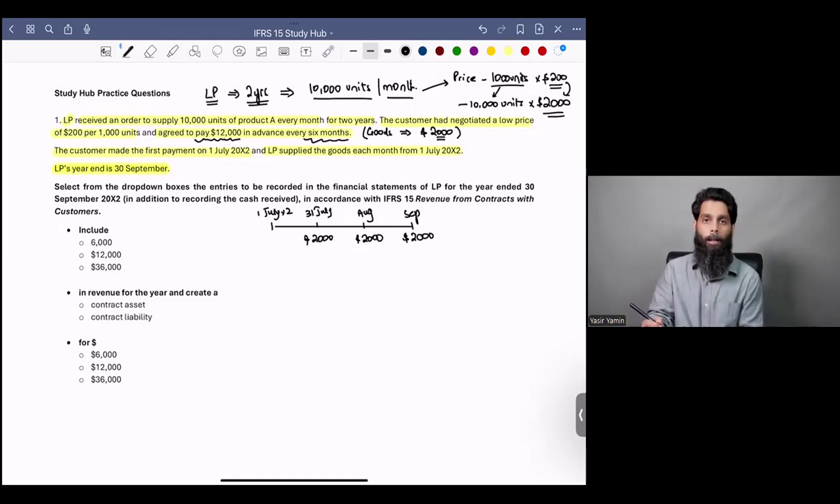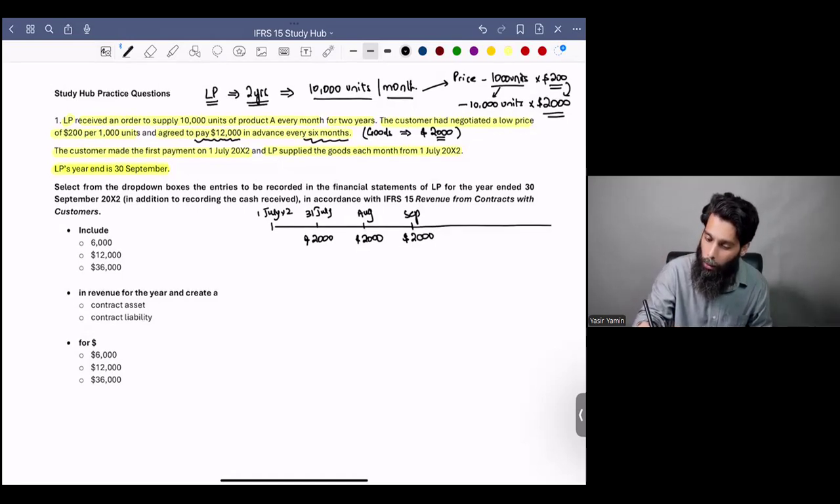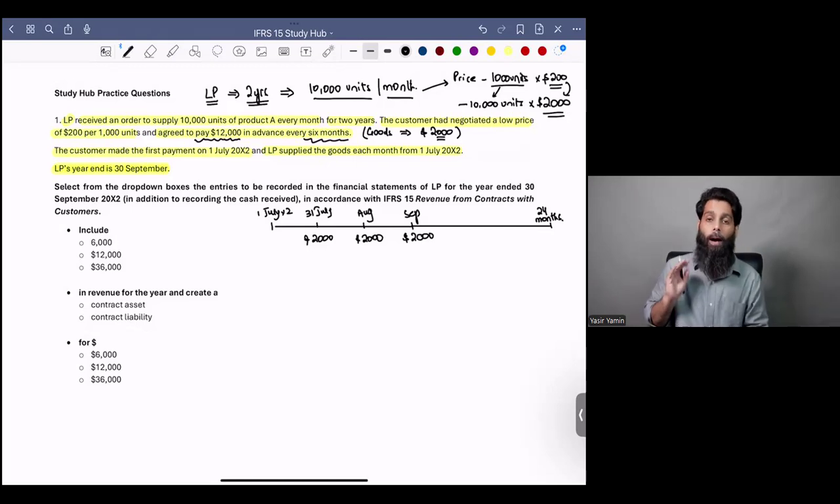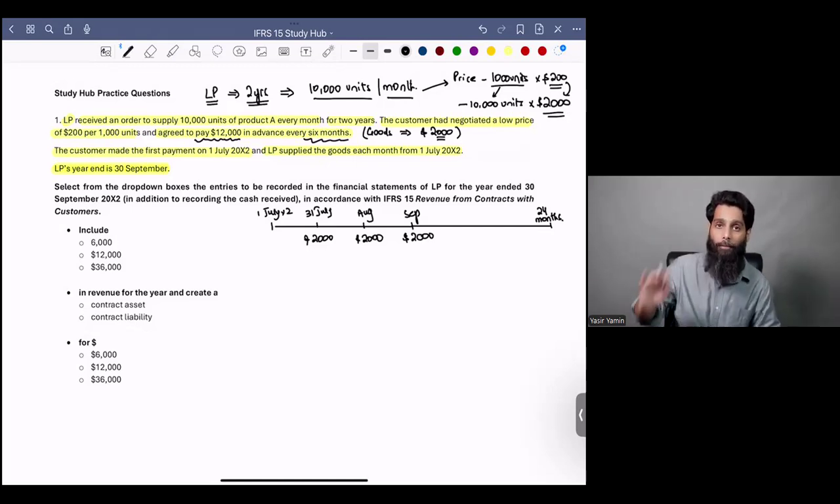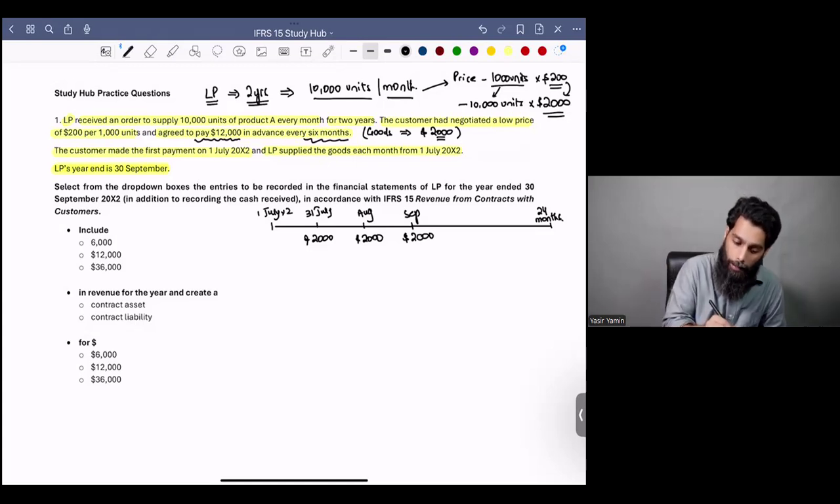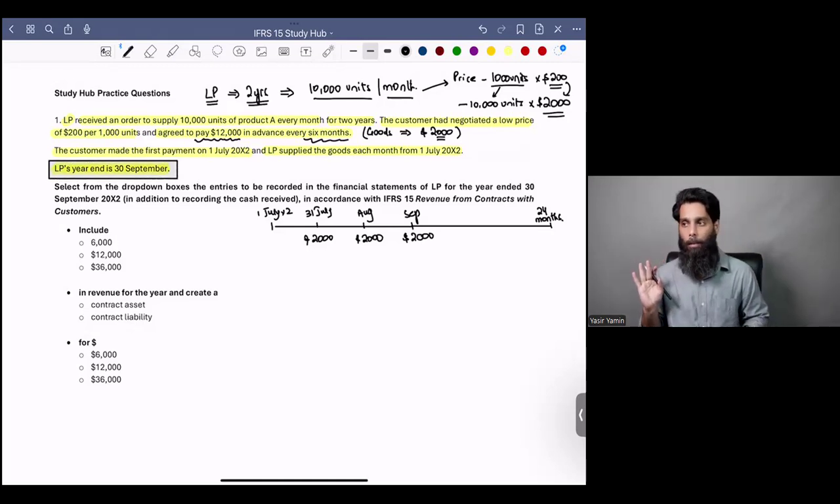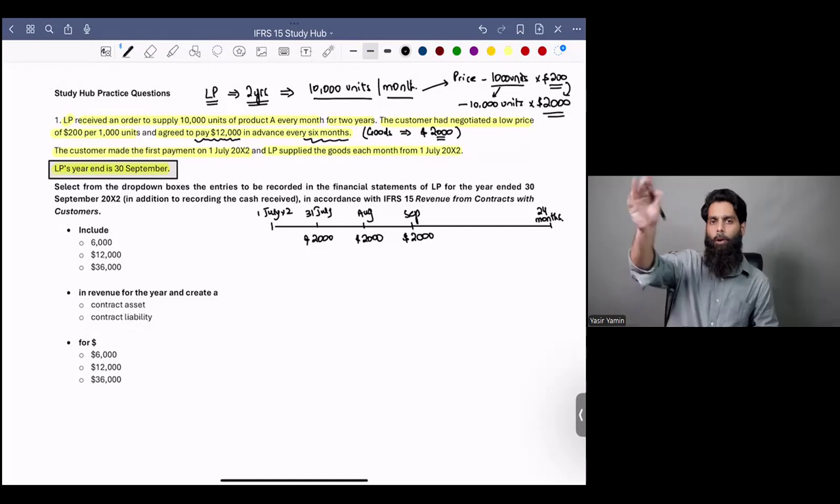Make sense? Now we have made a contract for 2 years. 2 years means 24 months. We have made a contract for deliveries up to 24 months. Guys, I want your feedback. We have a contract which provides for the fact that we will have to deliver a certain amount of goods for 24 months. But till this particular year end, we have only provided for 3 months, July, August, and September. Can we recognize revenue of 24 months?